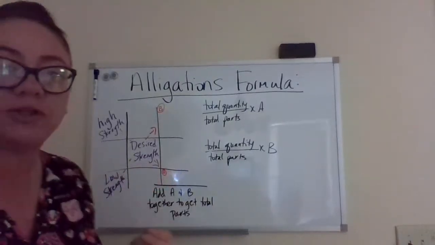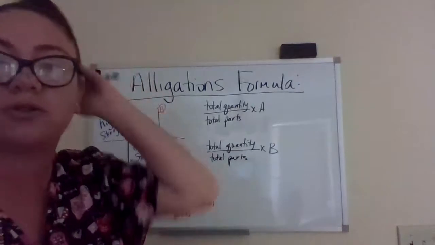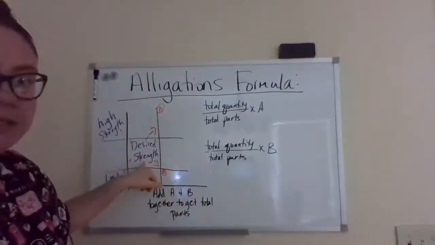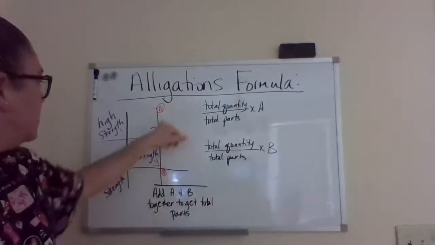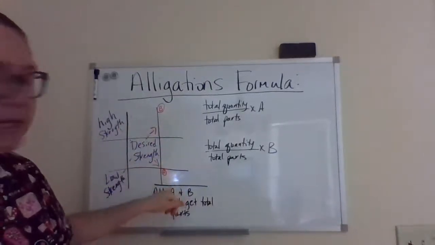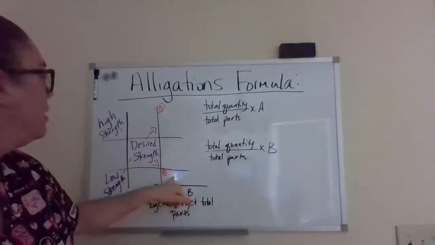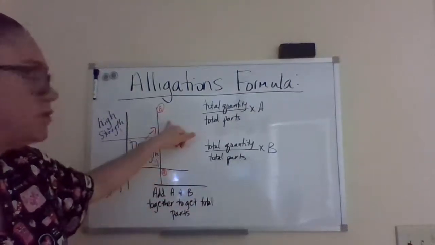This is the amount that you're trying to make. This is the strength that you're trying to make. This is what's been ordered. So you'll place that in the center. From there, you're going to subtract diagonally. So your high strength and your desired strength will give you A. Subtract low strength and desired strength to get B.